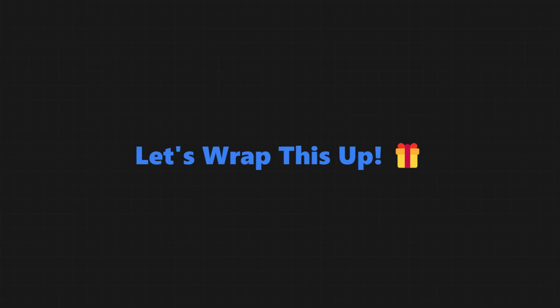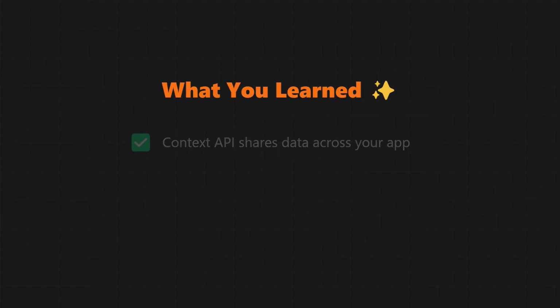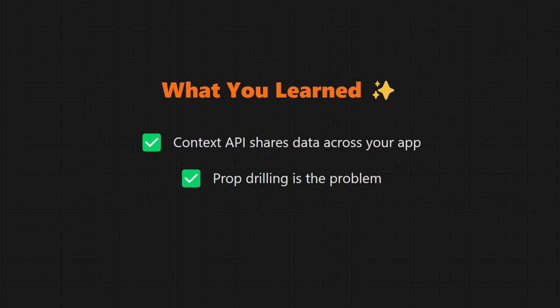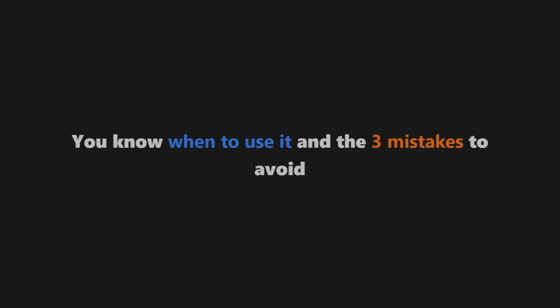All right, let's wrap this up. Here's what you learned today. Context API lets you share information across your app without passing it through every component. You learned about prop drilling, that annoying thing where you pass information through components that don't need it. You know the three parts: the context, the provider that shares information, and useContext to grab it. You know when to use it. For important information many components need. Otherwise, stick with the normal way. And you know the three mistakes: too many contexts, forgetting the provider, wrong provider placement.